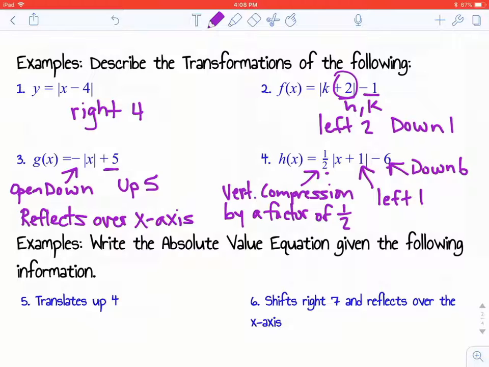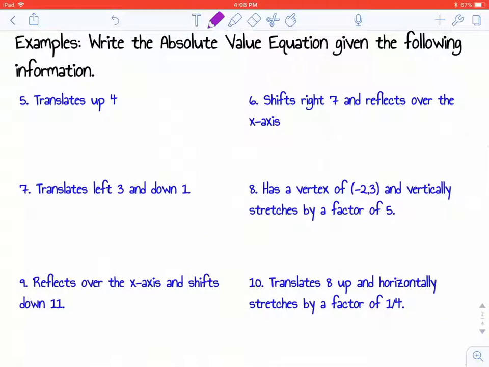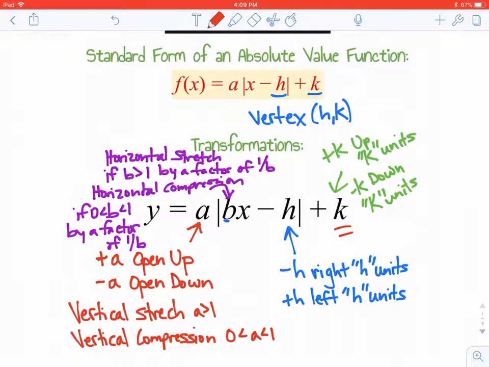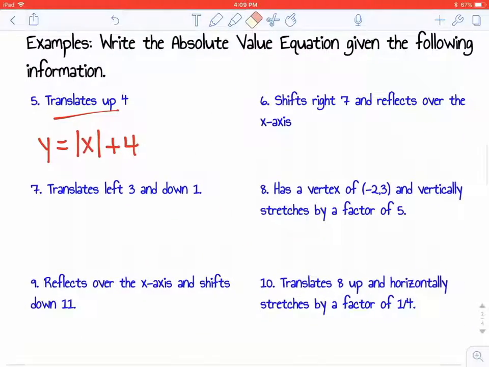Okay, so let's take a look at a few more. In these examples, they want us to write the absolute value equation given the following information. So if it translates up 4 in number 5, we could write y equals, and then we have the absolute value of x, and then it just went up 4. So that goes out behind the absolute value symbol. Remember, that goes with our k right over here in the back.